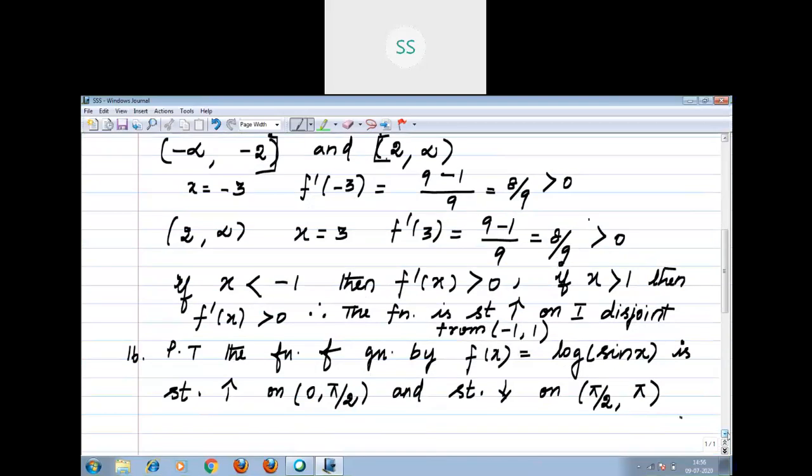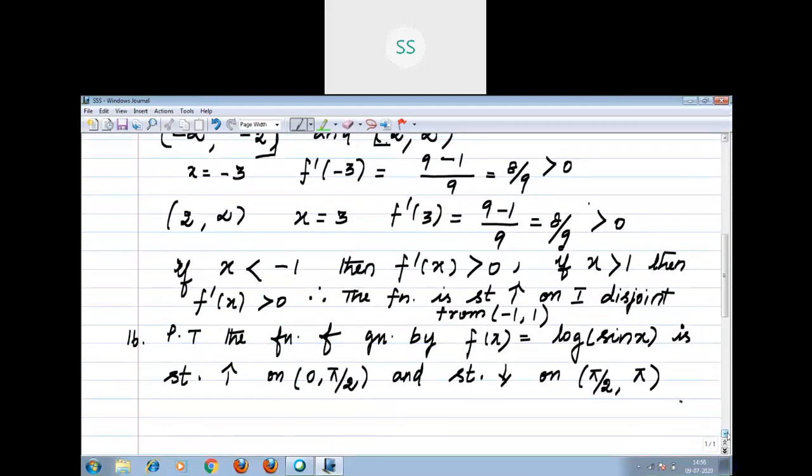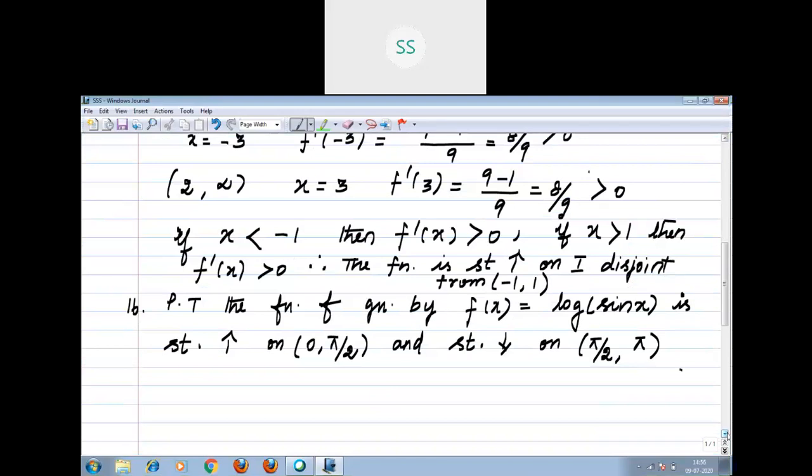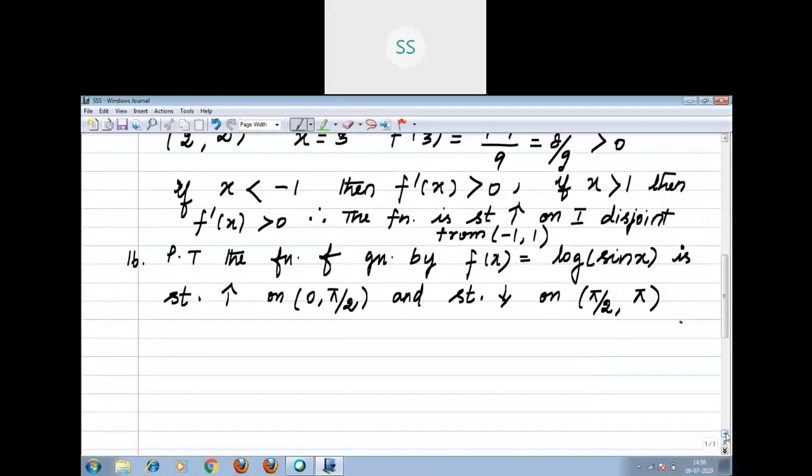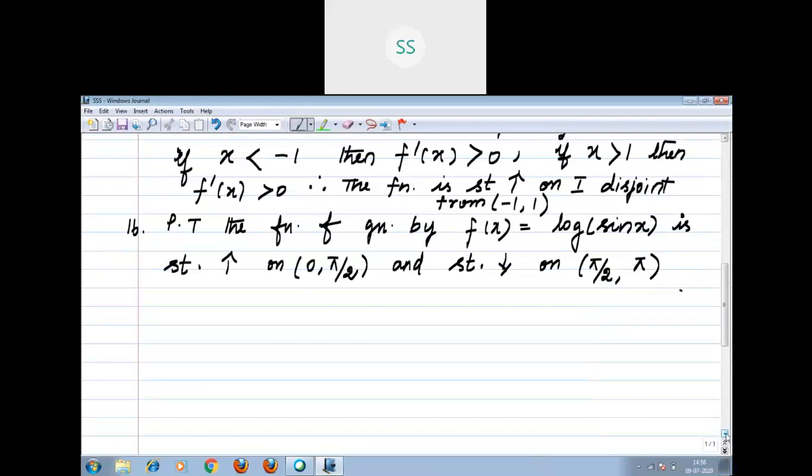Prove that the function f given by f of x equal to log of sin x is strictly increasing on 0 to pi by 2, and strictly decreasing on pi by 2 to pi. What is the function given here, you see? First, what is the derivative of log x? Derivative of log x is equal to 1 by x. When you differentiate x, what can you get? 1. So we never used to write it, right?